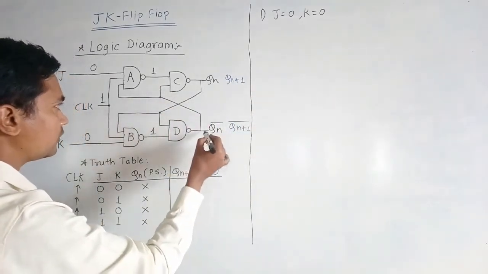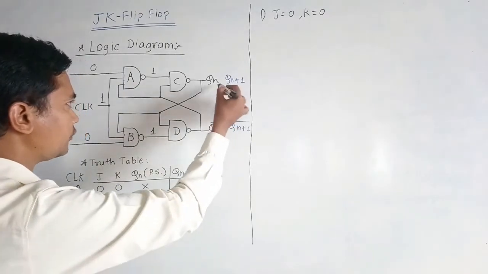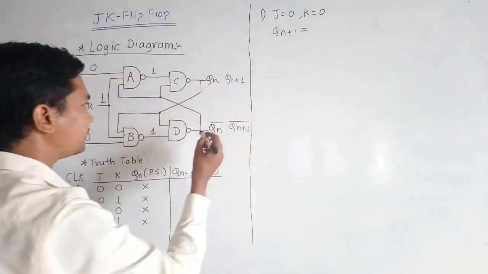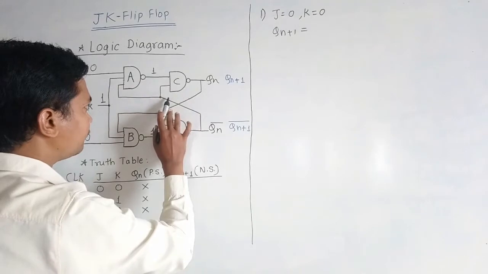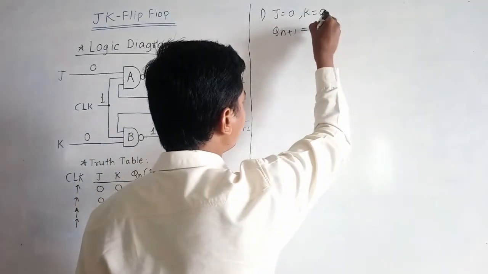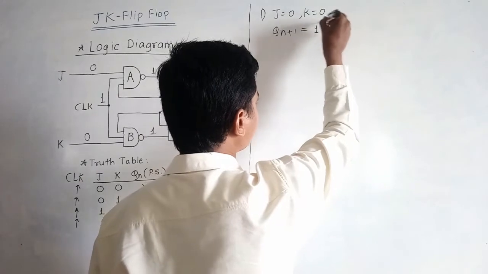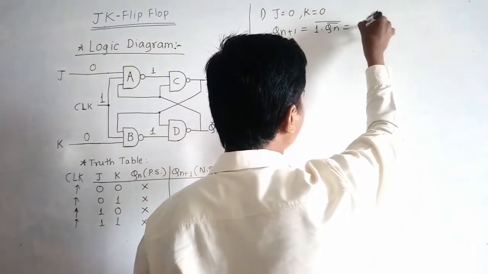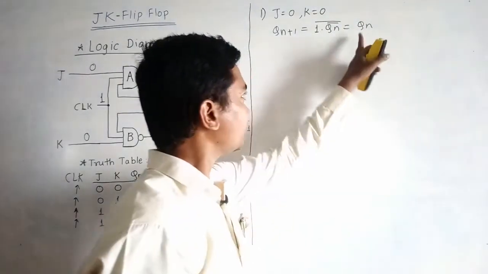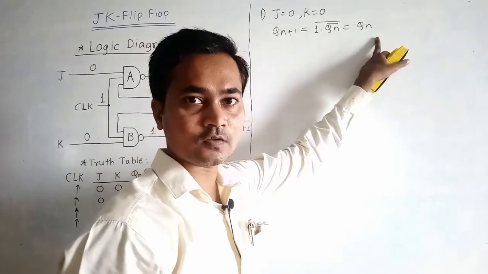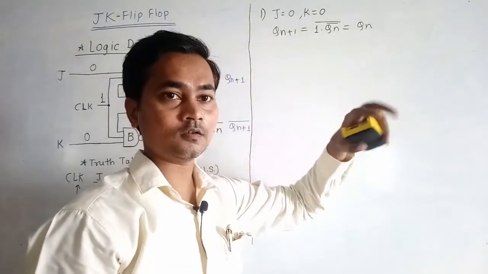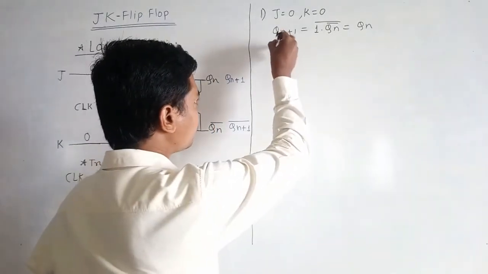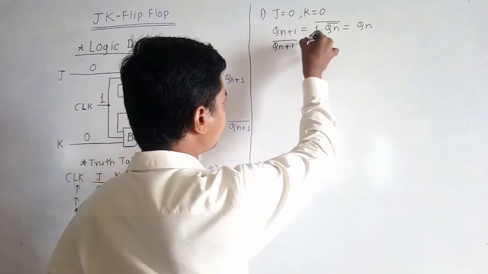Here we can write the expression of Qn+1: Qn+1 is equal to the NAND operation of 1 with Qn bar, so (1 dot Qn bar) whole bar. Its output will be (1 dot Qn bar) whole bar, which is equal to Qn. Here the output is not a fixed value, so we go for the second expression, that is Qn+1 whole bar.